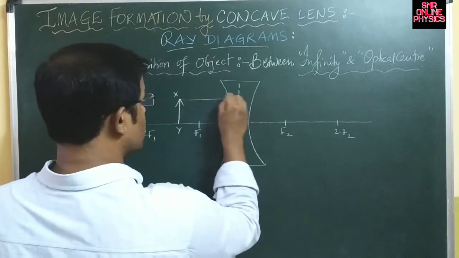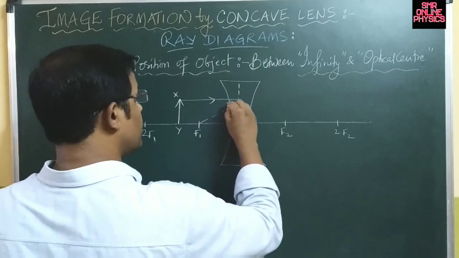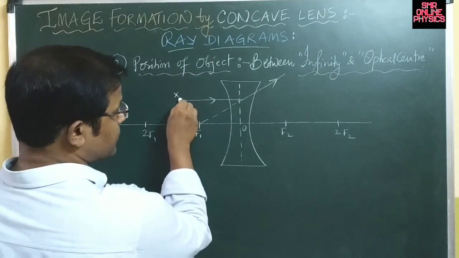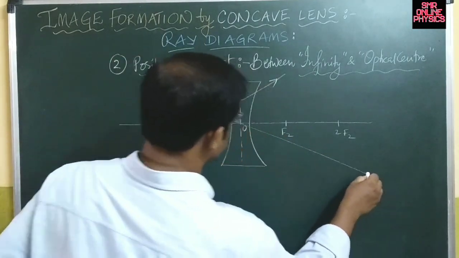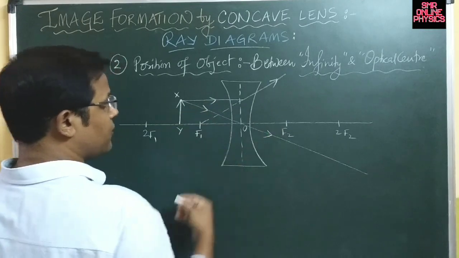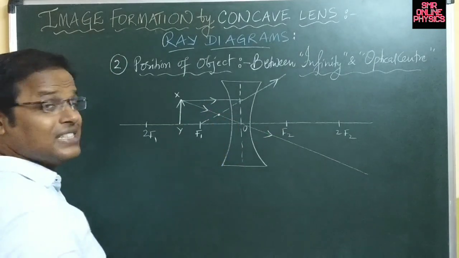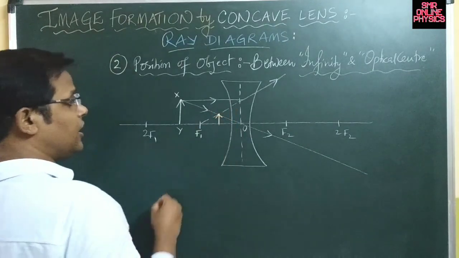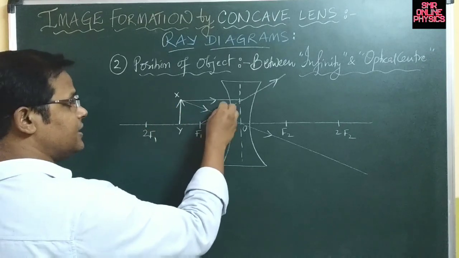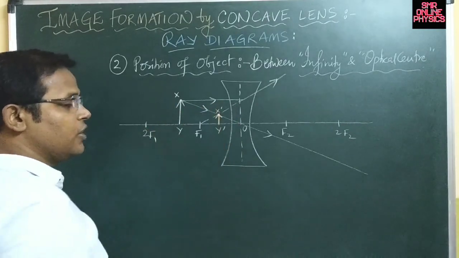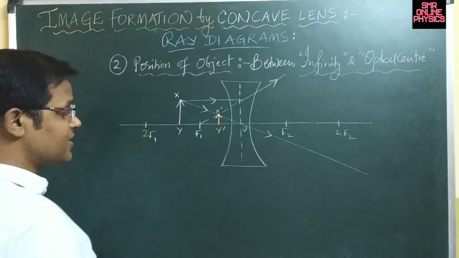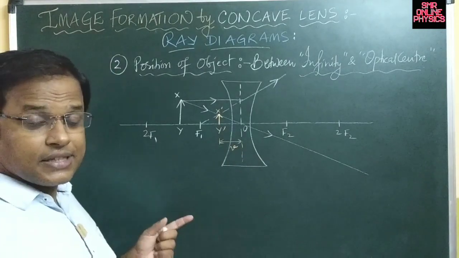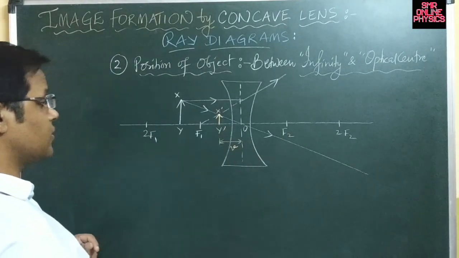So here we go, the first principal ray seems to diverge away from the focus, doesn't intersect anywhere. And if you choose principal ray number 2 passing right through the optical center undeviated, we find that there is a virtual intersection of the rays of light. So this, my dear, is the image of this object. This is the head, X dash, this is the foot, Y dash. As I said, the image distance, this V, is definitely less than the focal length of the concave lens.